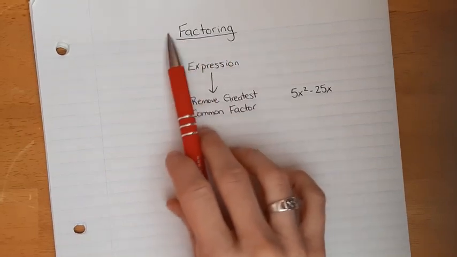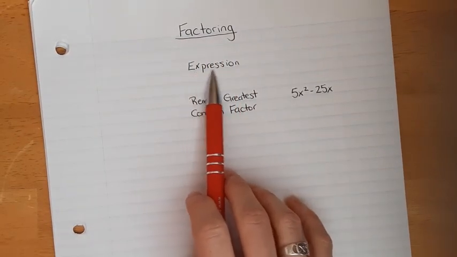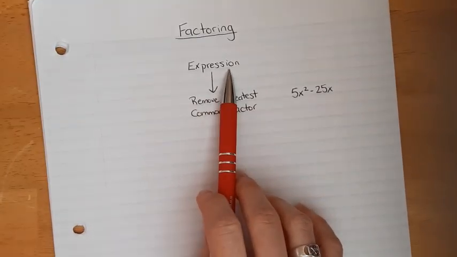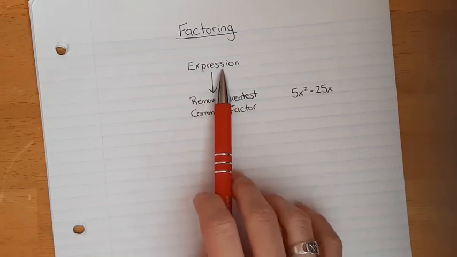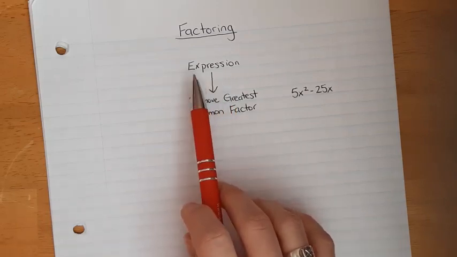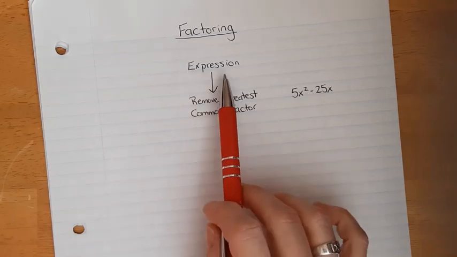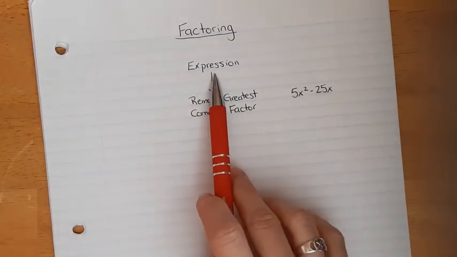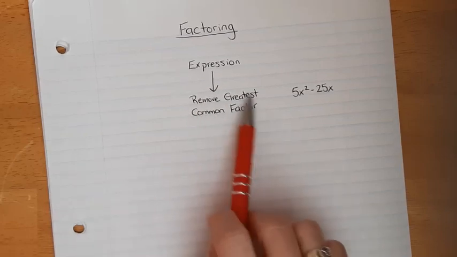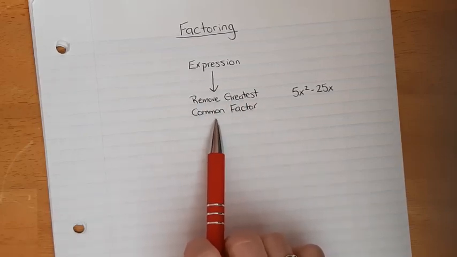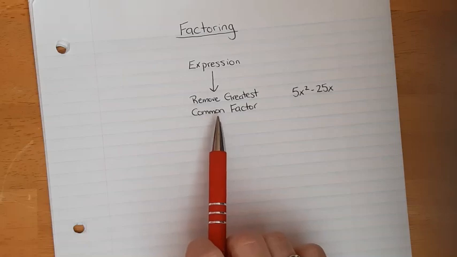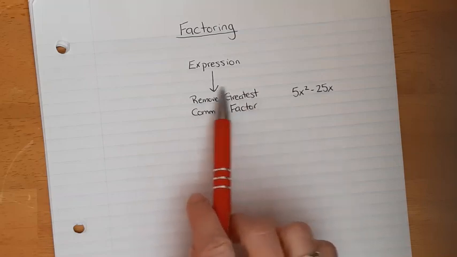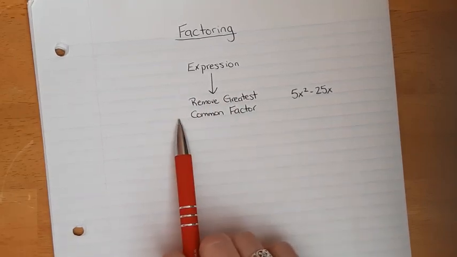The title is going to be factoring. Every factoring question is going to start with an expression, one that asks you to factor, factor fully, factorize, or some variation on that. The first thing you're going to do, always, see there's only one arrow, is try to remove a greatest common factor. You will be able to in some questions and not in others, but it has to be the first thing you try to do. That's why it takes the first spot in our flow chart.